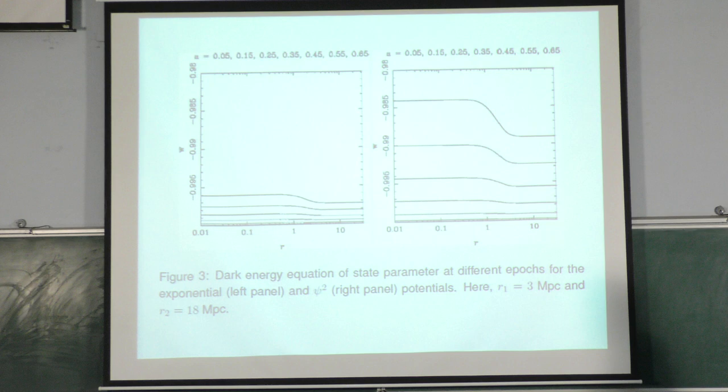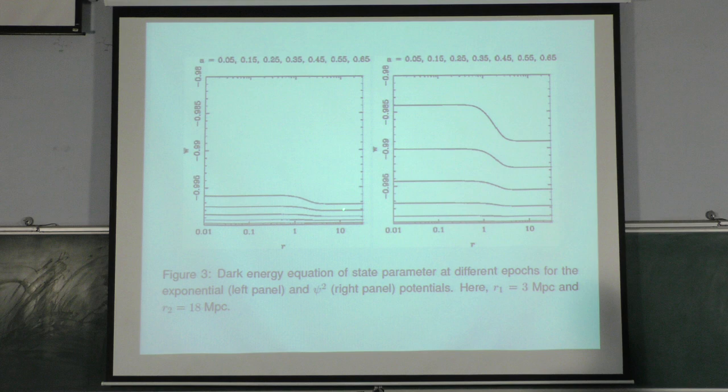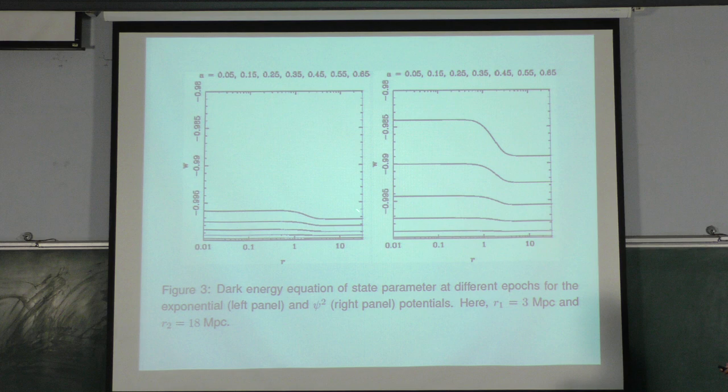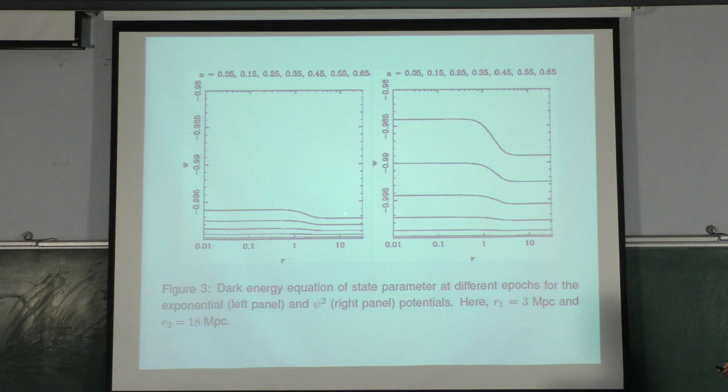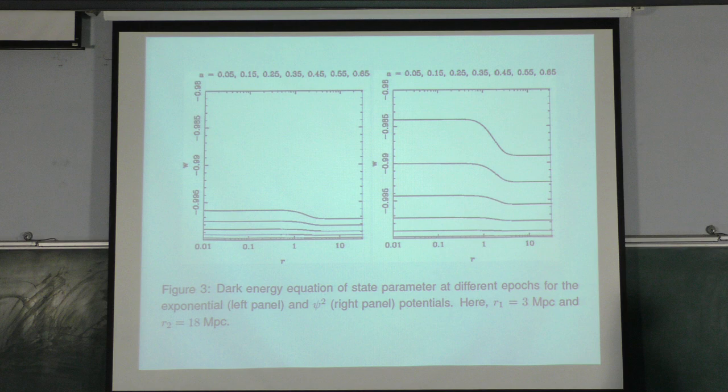If you look at the equation of state parameter w, again the same set of epochs, you see that it starts out near -1 and is gradually increasing, but it is increasing a little bit more in the overdense regions. So now the equation of state parameter is a function of position. It is related to the local overdensity. And there is a differential between the compensated part, beyond 18 megaparsecs, where this is a fully compensated system, and inside the main halo, which is at 3 megaparsecs. Again, the differential is much stronger in the case of the phi-square potential as compared to the exponential potential.